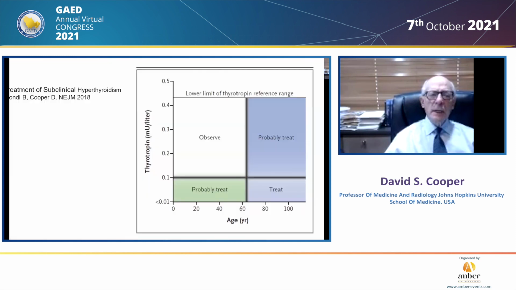And in this chart, this is based on guidelines from the American Thyroid Association. Basically, in patients that are over the age of 60 or 65, it's reasonable to treat those people with TSH levels that are less than 0.1 and consider treatment in patients who are older with TSH levels that are on the low side, below the lower limit of normal, but greater than 0.1.